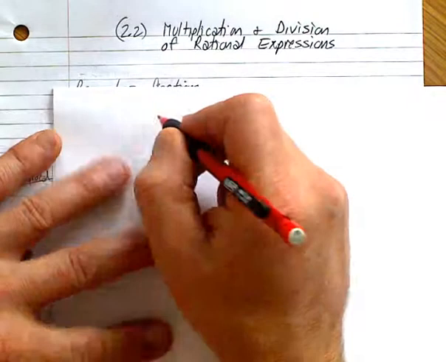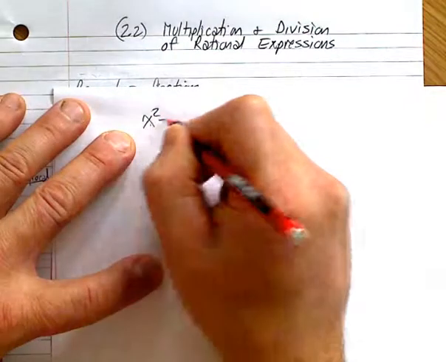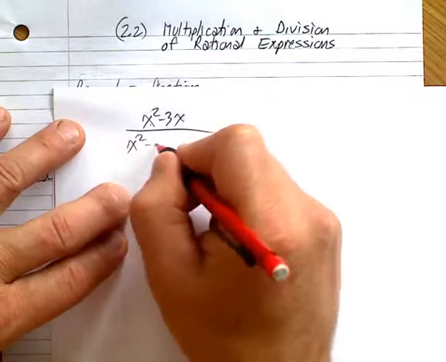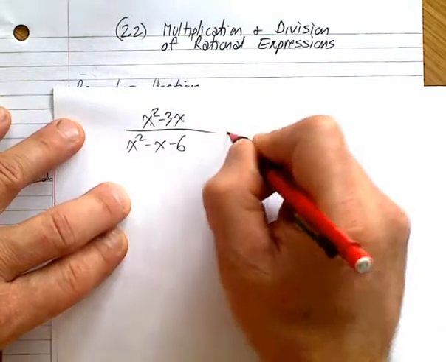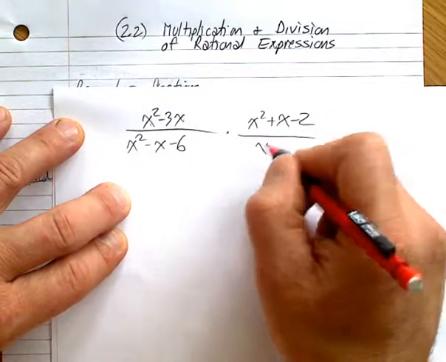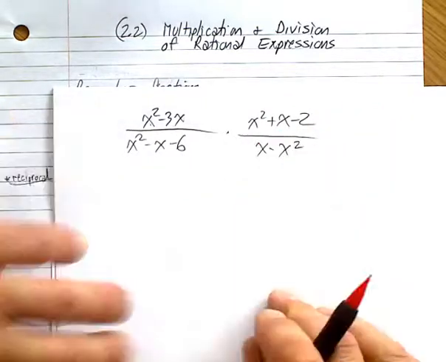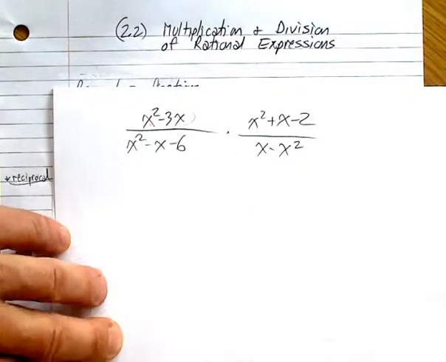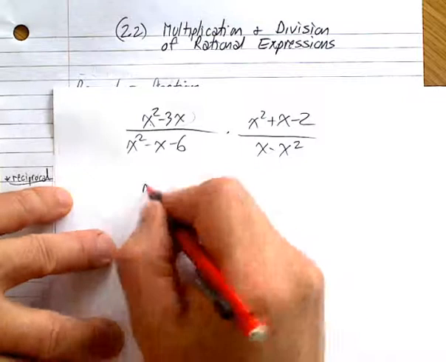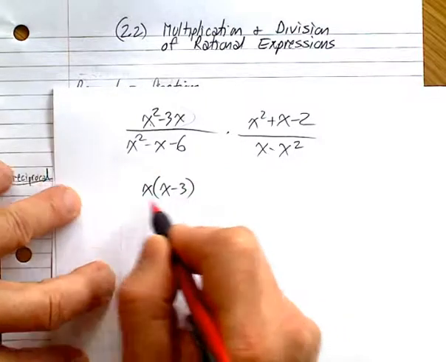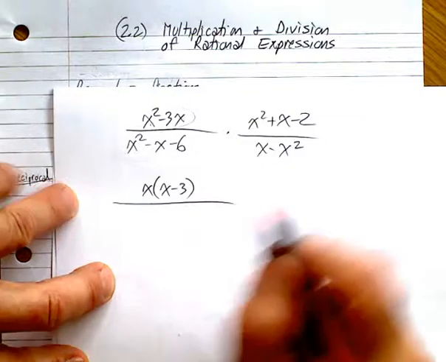If I gave you (x squared minus 3x) all over (x squared minus x minus 6), times (x squared plus x minus 2) over (x minus x squared). This is a good one to give a shot here. Can you factor something out of this numerator here? Well, I see they both have an x, so x times whatever's left, x minus 3. Okay, and let's put everything on the top now, and then everything on the bottom.